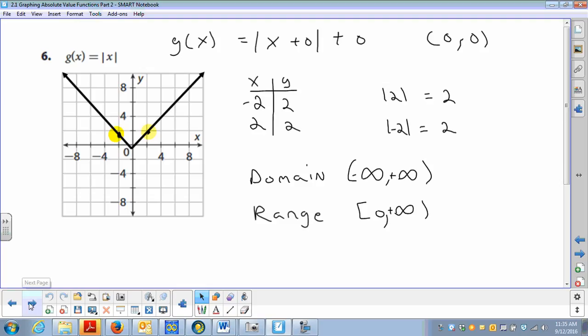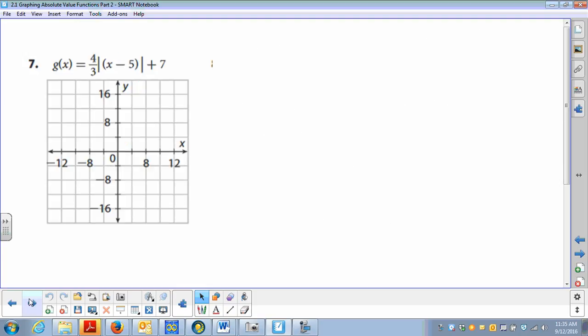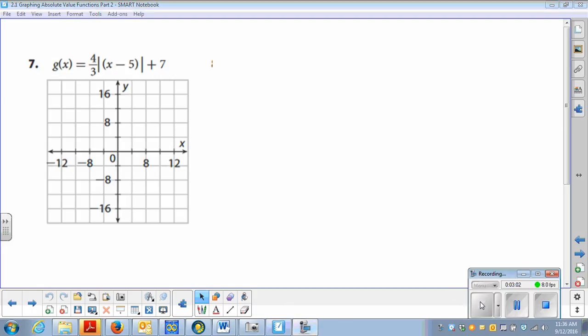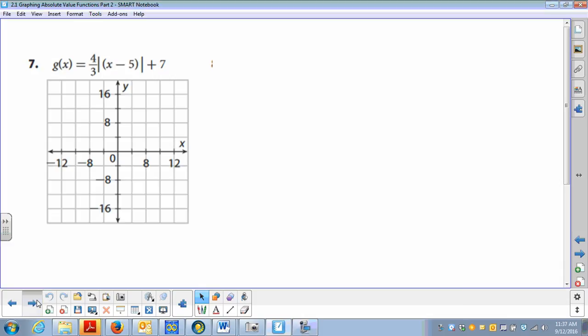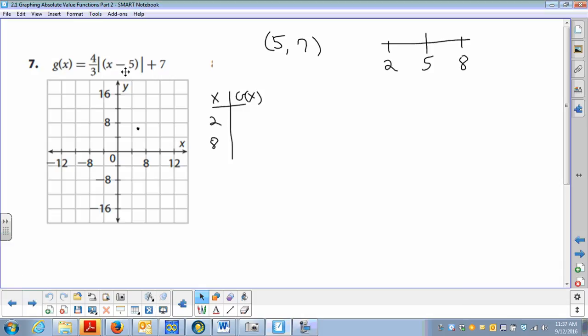Okay, let's take a look at another example. Okay, now on this one, we're going to follow the same steps we were doing. We're going to first find the vertex by locating the h and the k. Here you can see that the h is going to be 5, opposite of the negative, and k is going to be 7. And since 5 is my x value, I'm going to pick a couple points. Actually, I want a total of 3 units to the left and 3 units to the right here.